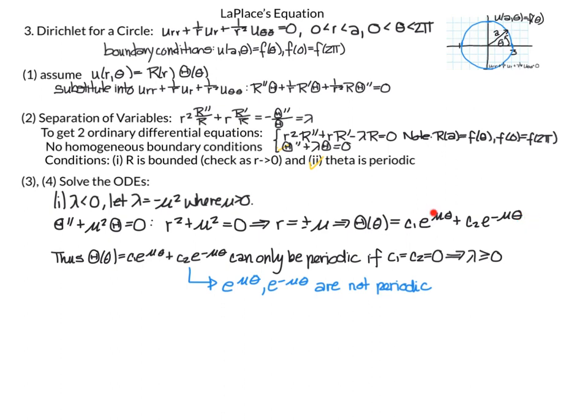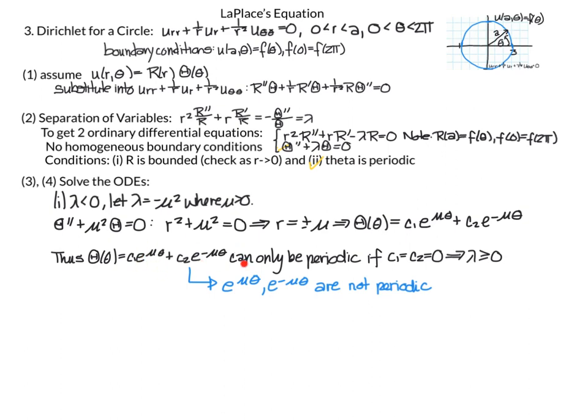And I just happened to choose this one. You could have solved for r first, but I solved for theta first. And I need to use the fact that theta is periodic, and I'm kind of checking off what steps I have done for lambda less than 0. So I've solved for my theta. I want to use the fact that theta is periodic, which I do over here.